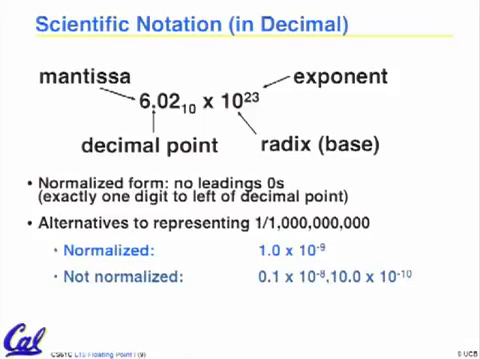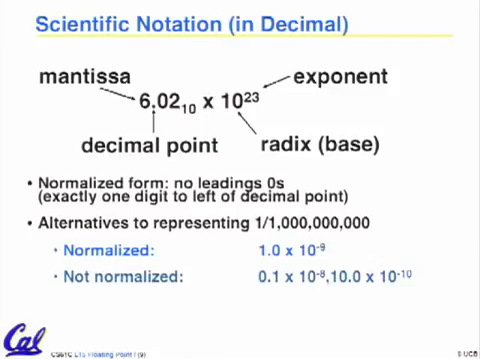Here's an example: 1 times 10 to the minus 9. That's a nano something. It's not 0.1 times 10 to the minus 8 or 10 times 10 to the minus 10. It is 1 times 10 to the minus 9. There's one universal way of doing it. So you normalize. This is called normalization. Normalization is the way we talk about things having some standard. You want to have a normalized standard for that thing.